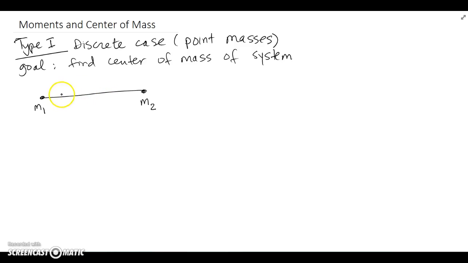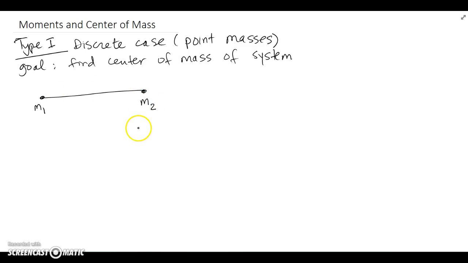So if I want to balance this, should I put my fulcrum or ballast point in the middle? Should I put it to the left, to the right? Well, as you may have already guessed, it depends on how big the masses are. Is this one heavier or is that one heavier?